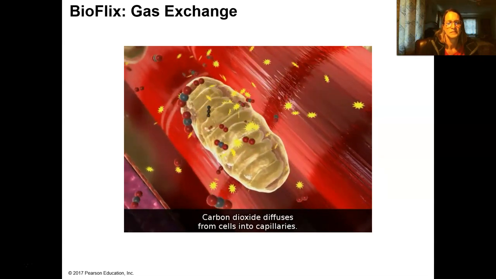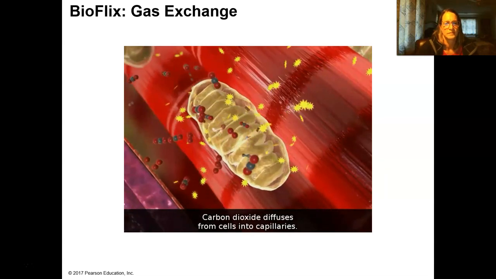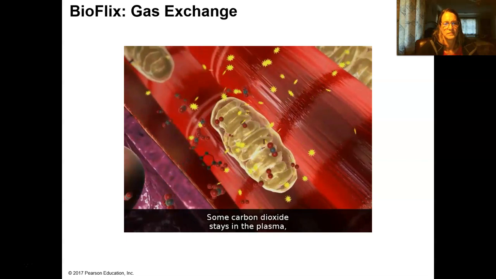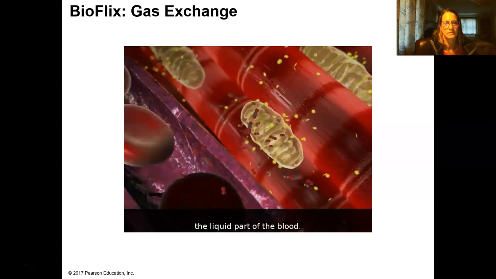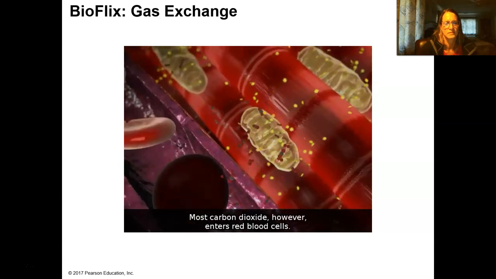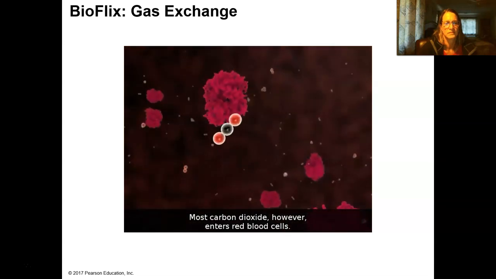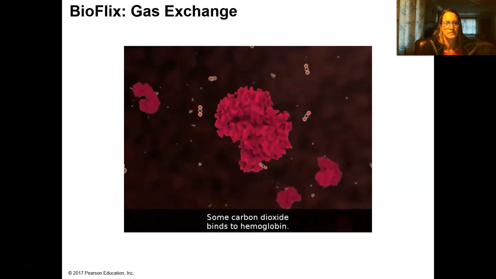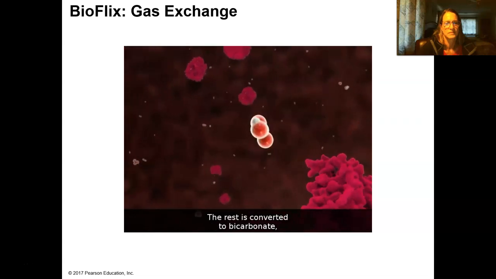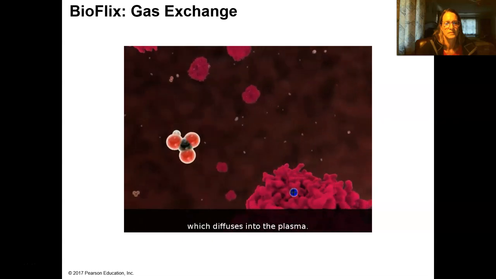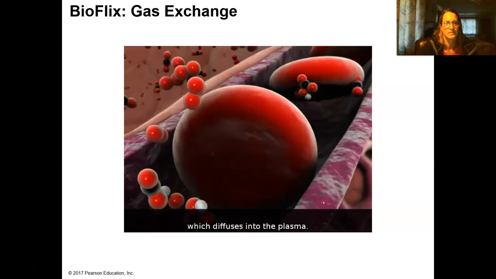Carbon dioxide diffuses from cells into capillaries. Some carbon dioxide stays in the plasma, the liquid part of the blood. Most carbon dioxide, however, enters red blood cells. Some carbon dioxide binds to hemoglobin. The rest is converted to bicarbonate, which diffuses into the plasma.